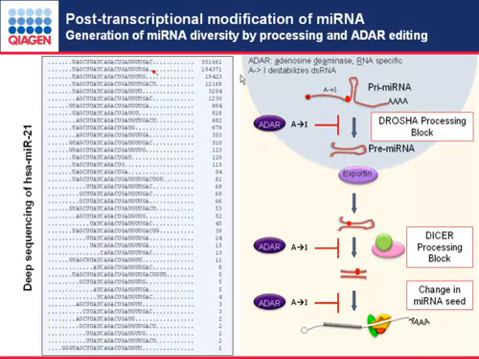There are also reports of adenosine deaminase RNA-specific, or ADAR, editing on microRNAs, which further increases diversity. ADAR destabilizes double-stranded RNA through conversion of adenosine to inosine and generates diversity by blocking Drosha processing, blocking Dicer processing, and also changing the recognition of the microRNA for their targets.